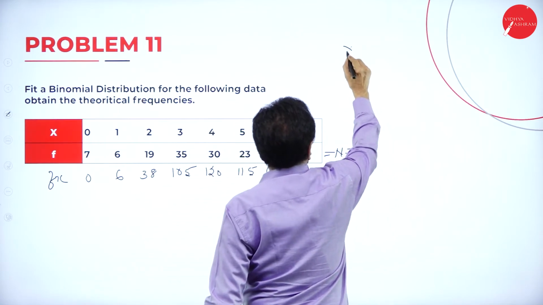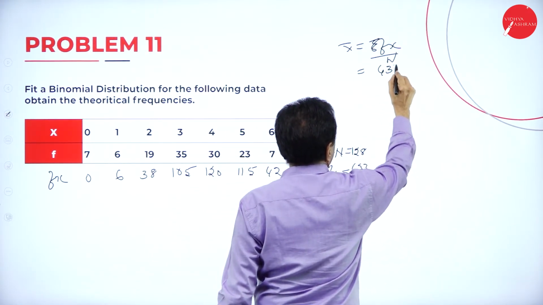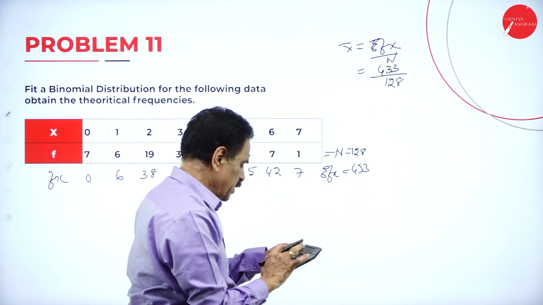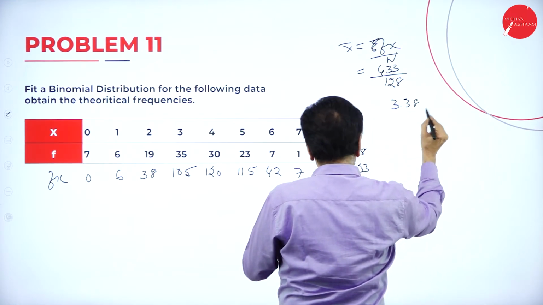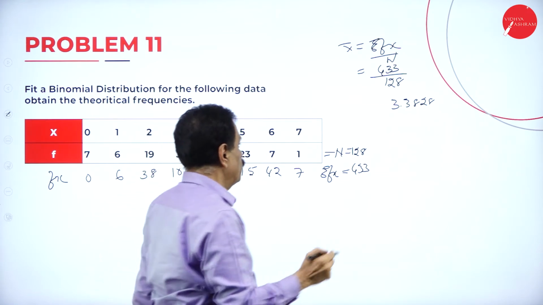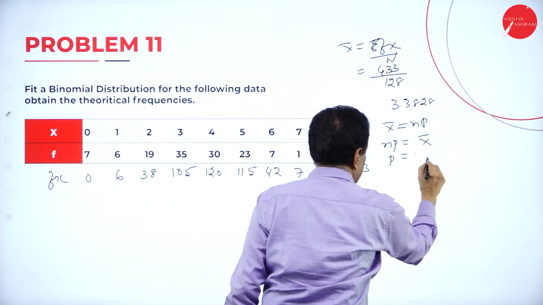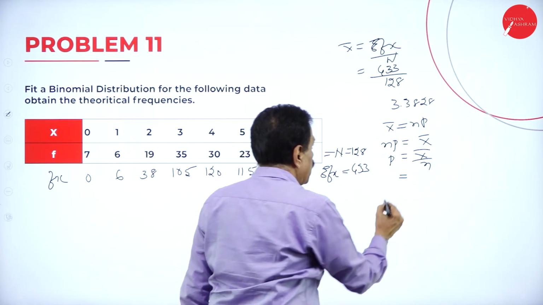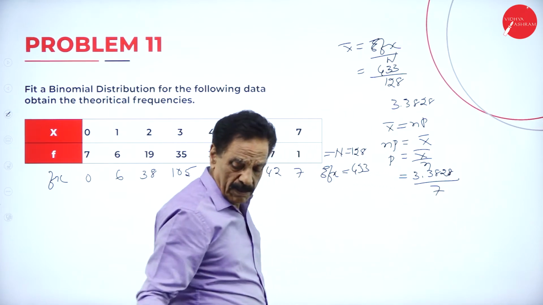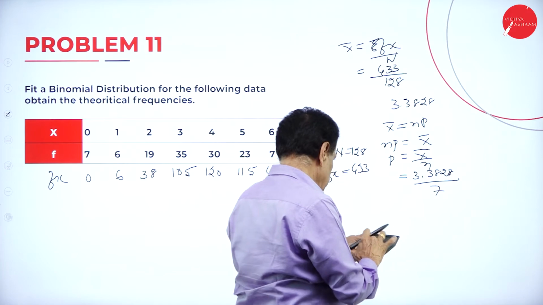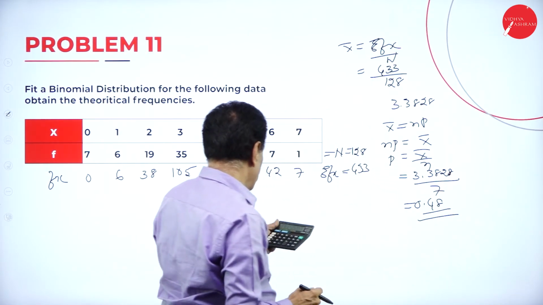Apply here: mean is equal to sigma fx over n. What is your sigma fx? 433 divided by 128 is 3.3828. So mean is equal to np, therefore p is equal to mean divided by n. What's your mean? 3.3828. How many items are there? 7. 3.3828 divided by 7 is 0.48. P is equal to 0.48.